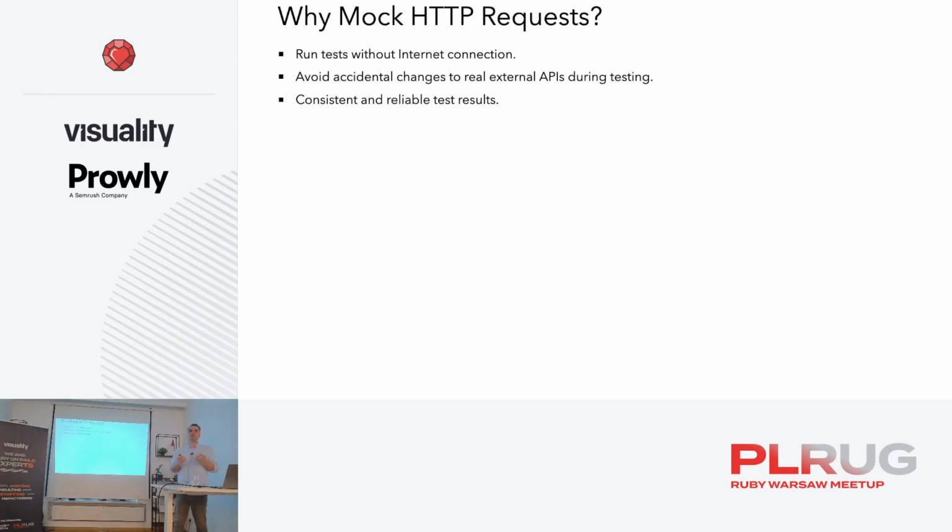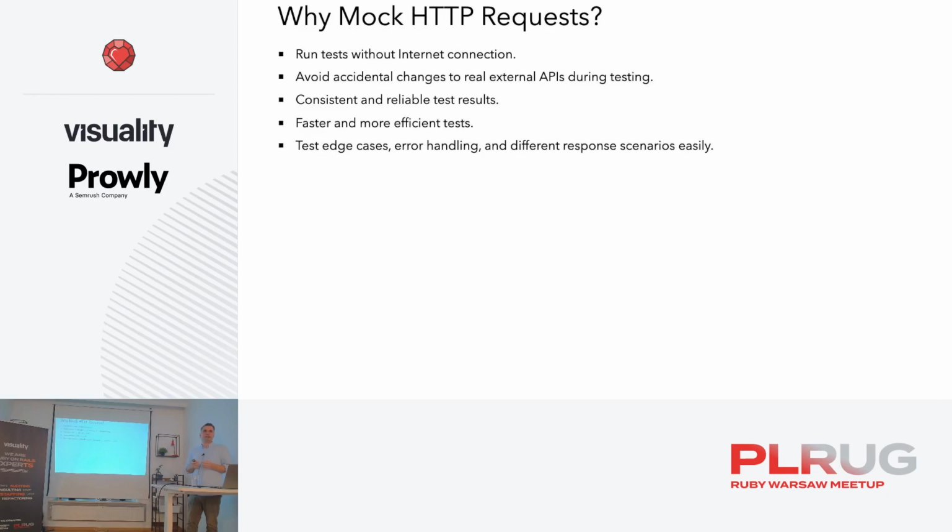It gives you consistent and reliable test results. So it doesn't matter if an external API is currently down or whether it returns 500 responses. Your tests are isolated and they will pass. And it also gives you faster tests because you're not affected by any network delays or by slowed down third-party API responses. You can easily test various edge cases like timeouts, 500 or 400 responses.